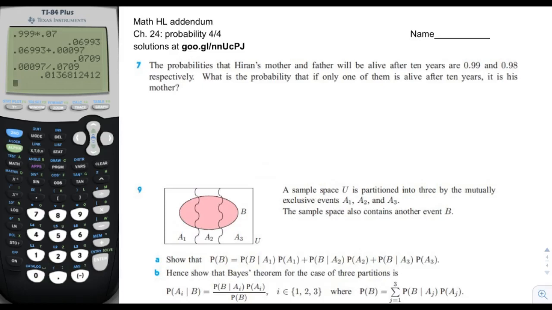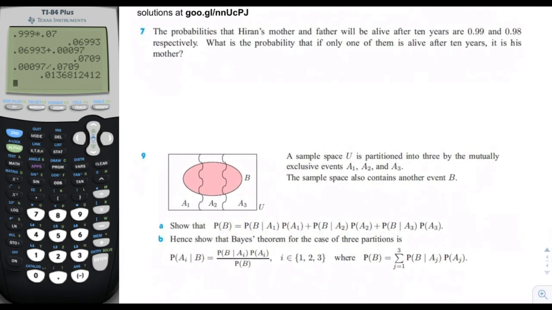Okay, here we are on page 4 of the HL addendum for probability. Last 3 problems. Number 7. Probabilities that Hiran's mother and father will be alive after 10 years are 0.99 and 0.98 respectively. What is the probability that if only one of them is alive after 10 years, it is his mother?